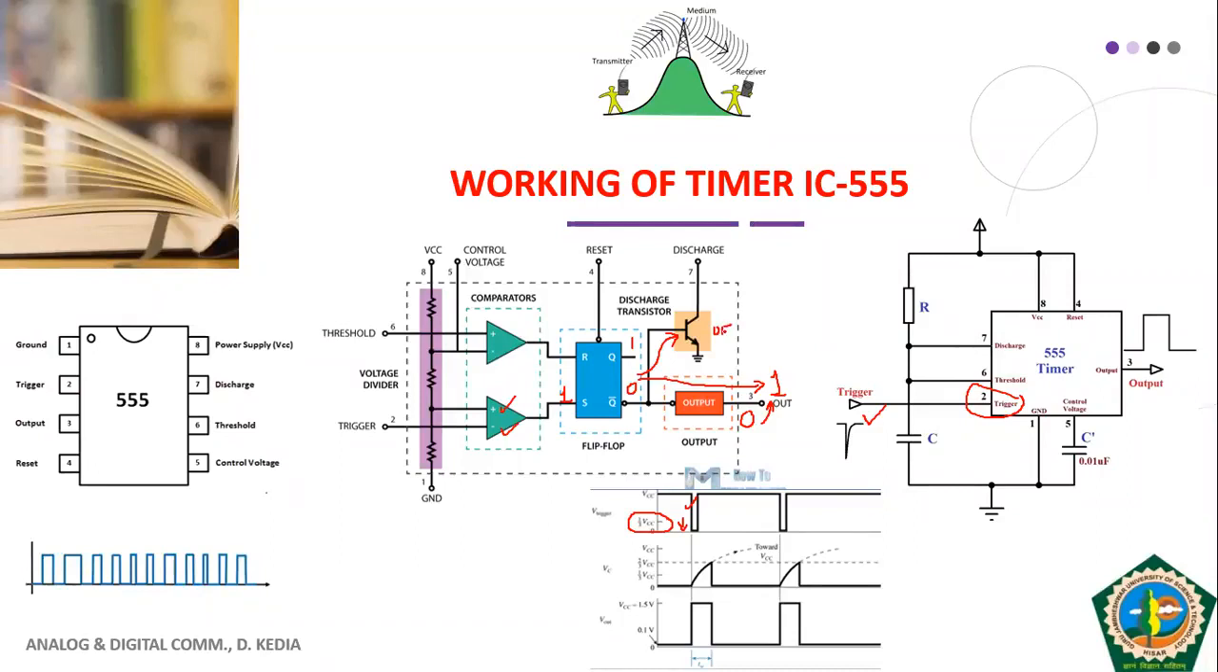If this becomes off, it means the discharge path of the capacitor also turns off, so there is no possibility of the capacitor getting discharged. This path is broken. Here we have VCC, so as soon as this happens, the capacitor starts charging through VCC. The capacitor starts charging as soon as your trigger pulse goes below 1/3 VCC.